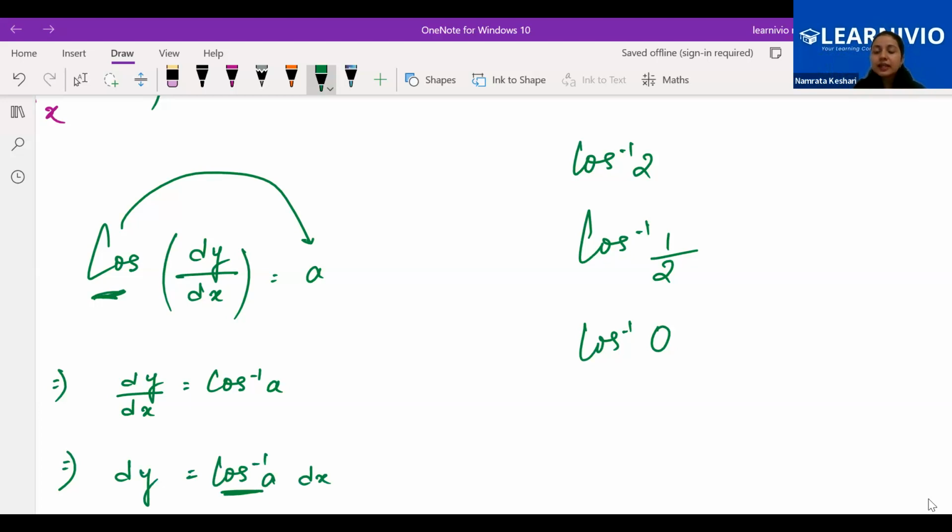We are going to treat it like a constant because we understand that along with this cos inverse we don't have any variable. So we will continue like that and we will integrate both sides. Can you tell me what we are going to get after doing the integration on both sides?